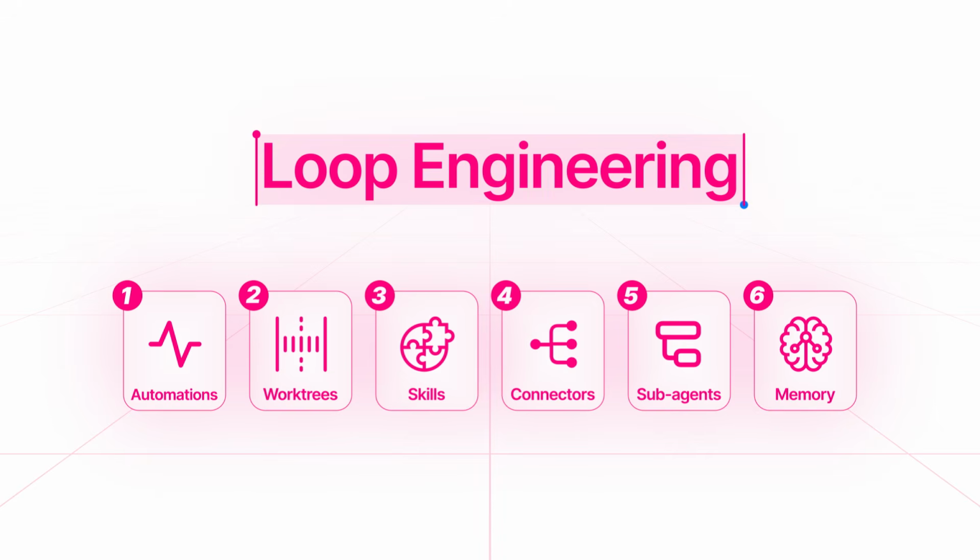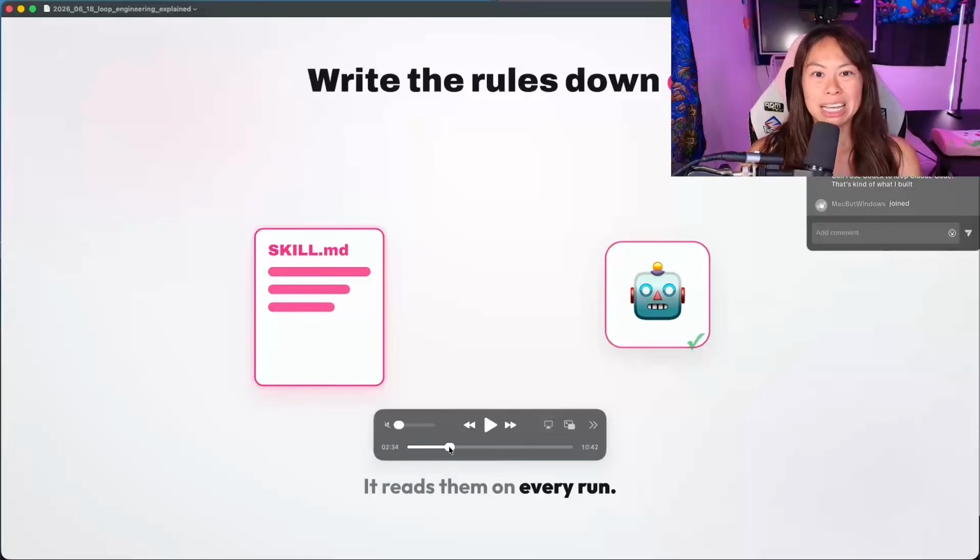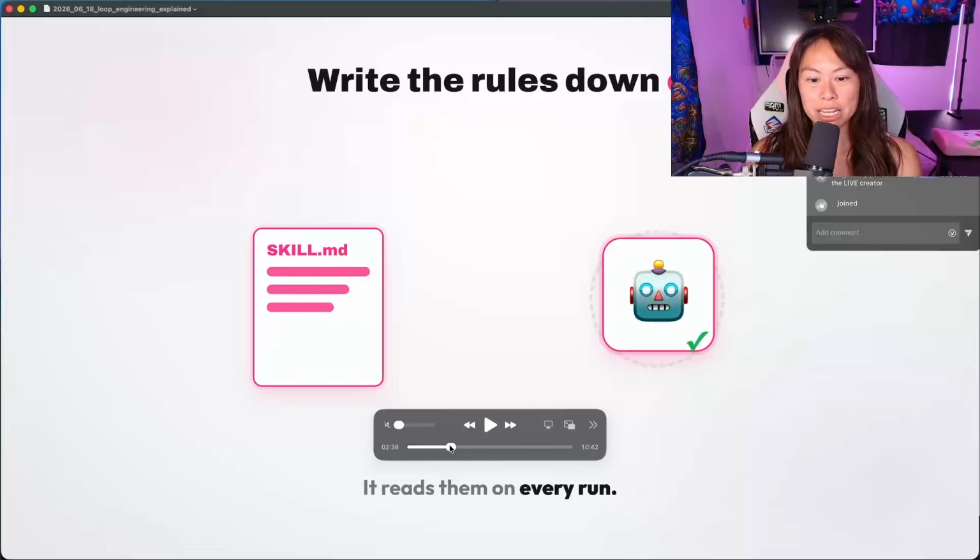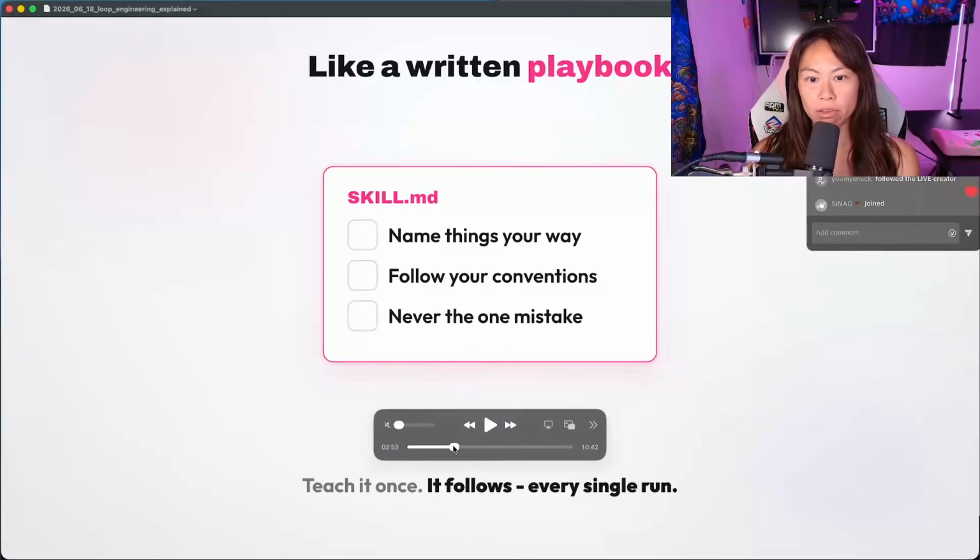Now, concept number 3 is skills. You can think of them as a playbook. Let's say you reply to customer support tickets a certain way. You want a playbook that the AI agent can follow so it can consistently reply to customer support tickets the exact same way that you would. So a skill MD file just formalizes whatever your playbook is.